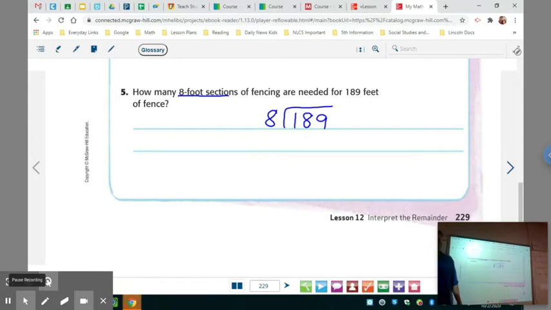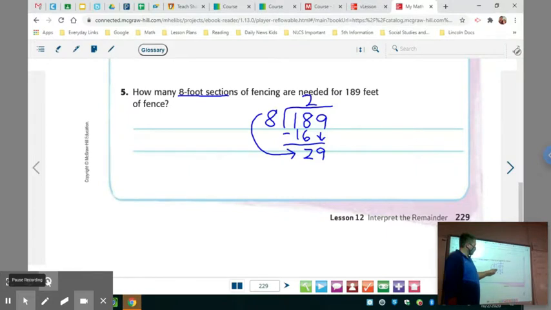How many times will 8 go into 1? 0 times. How many times will 8 go into 18? Twice. So what do we do now? Times it. What do you get? 16. What do you do now? Subtract it. Now what do you get? 2. Now what do you do? Bring down your 9. Now what? 8 goes into 29 3 times. And that would be 24. All right, now what? Then you subtract it and you're left with 5. Do we bring anything else down? No, so it'd be 23 with a remainder of 5. It's too hard. So how many sections do I need to buy?